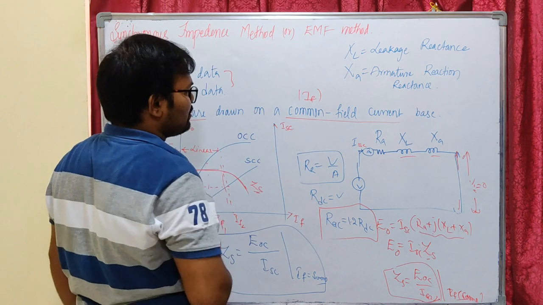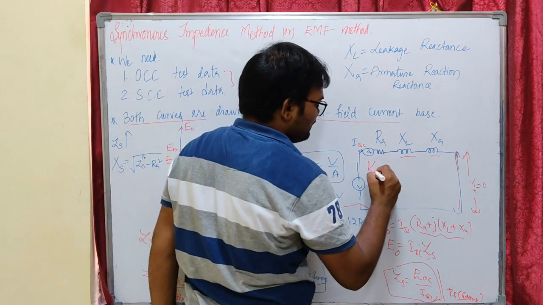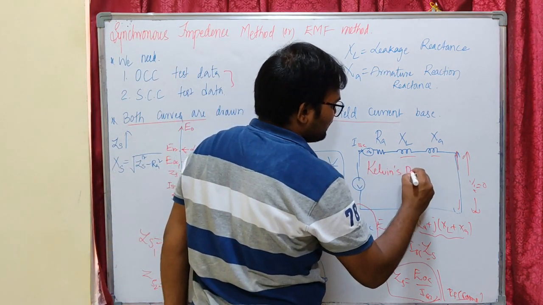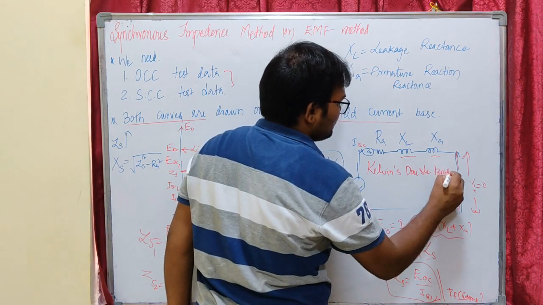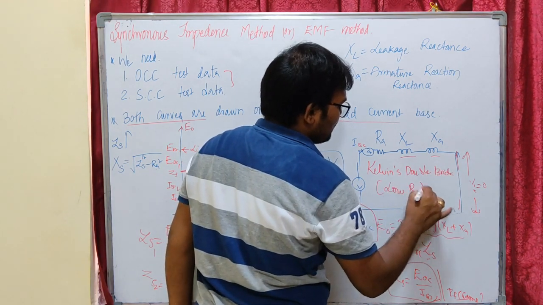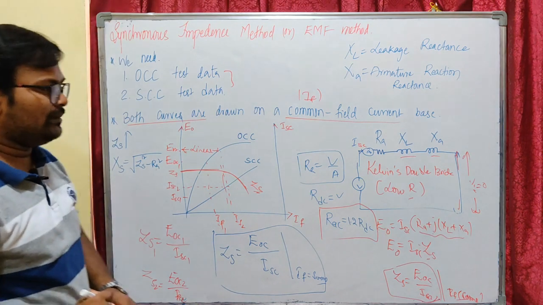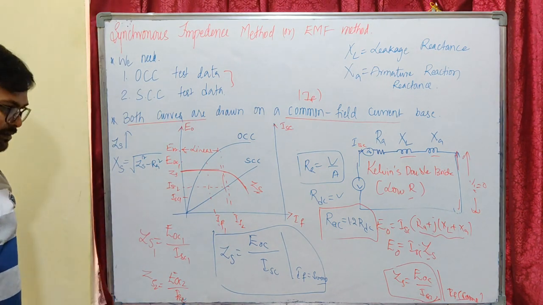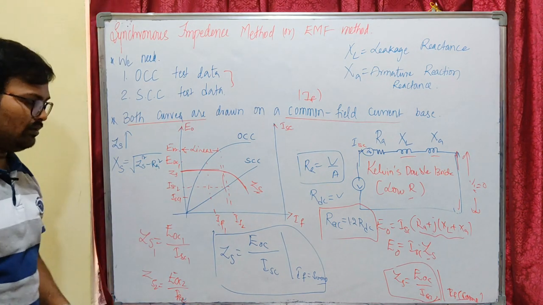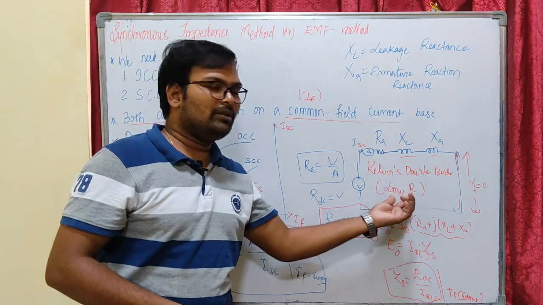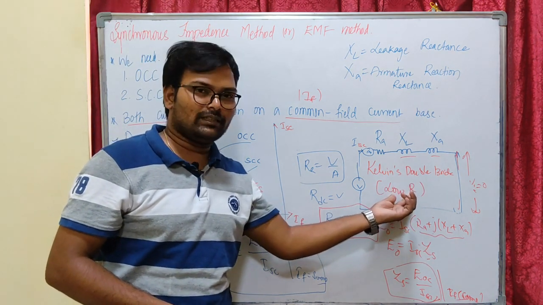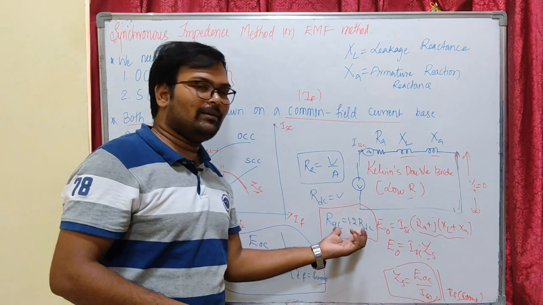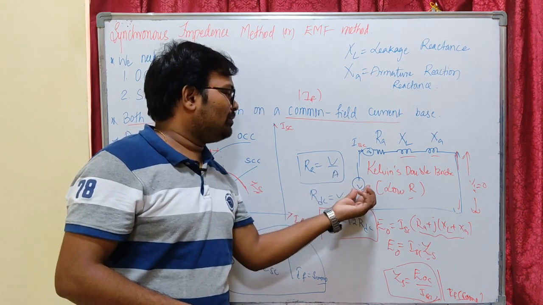One more method can also be used to find armature resistance, that is Kelvin's double bridge method. This is used to find low resistance. You may get this in EMI, that is, measurements and instrumentation. So Kelvin's double bridge is used to find the armature resistance, which is very low, or it can be obtained by this V by A method, where we apply some DC voltage to the armature.